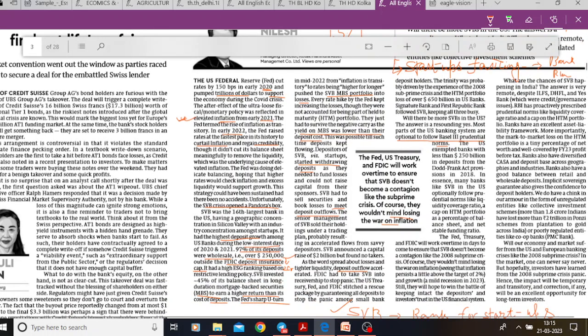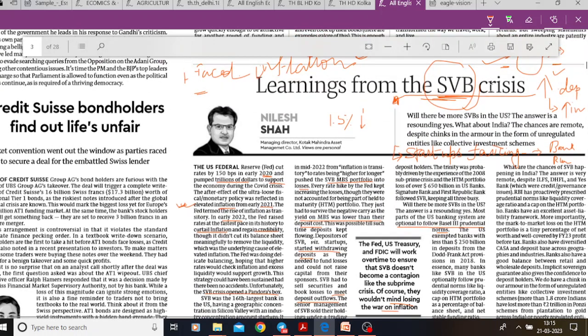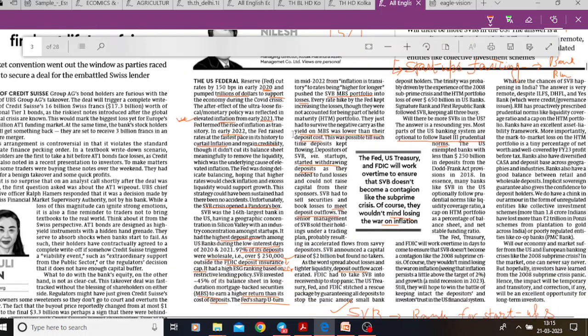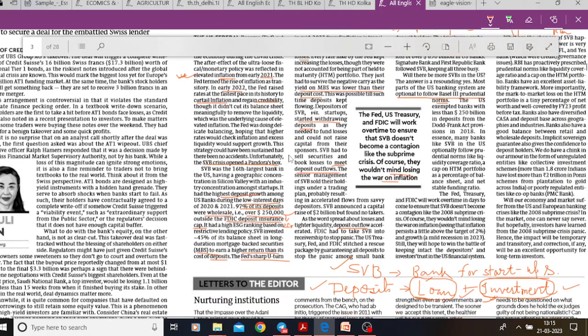It mentioned the inflation from early 2021. And why? Because of the injection of a lot of money. Now the Fed wanted to curtail inflation, and was doing a delicate balancing, hoping that higher rates would check inflation and excess liquidity would support growth. This strategy could have been sustained had there been no accident. Unfortunately, the SVB crisis opened a Pandora's box.